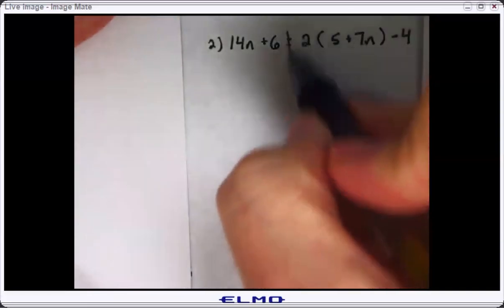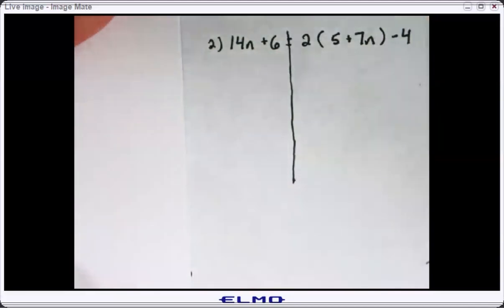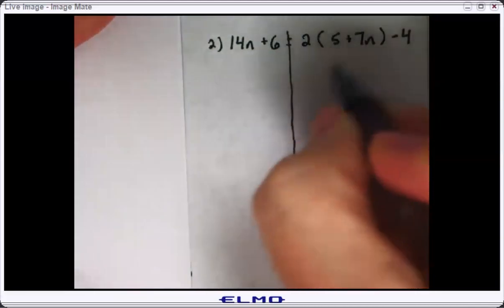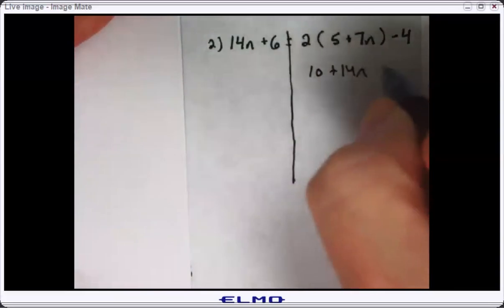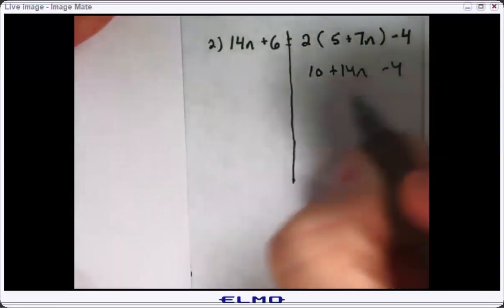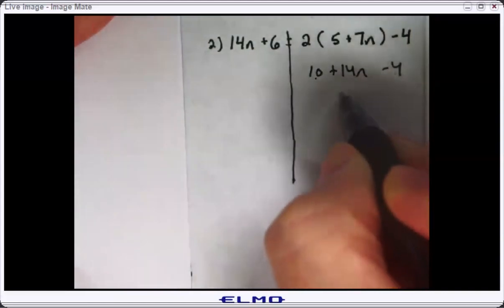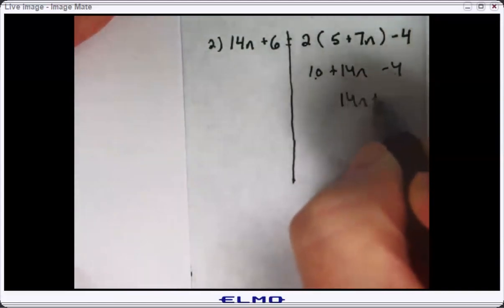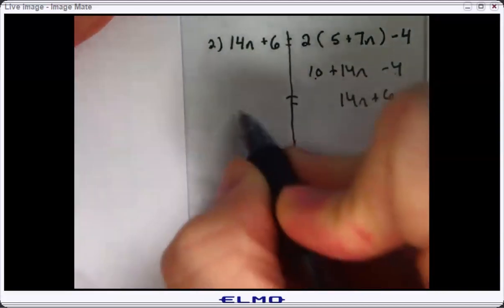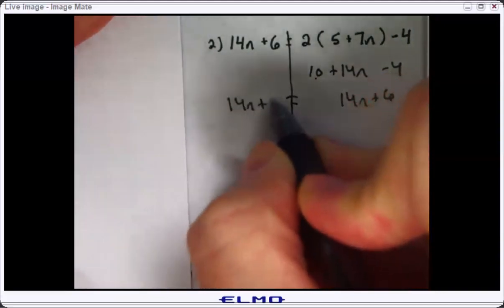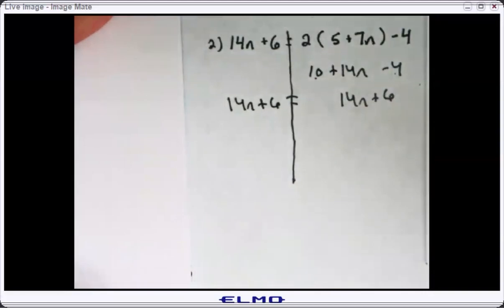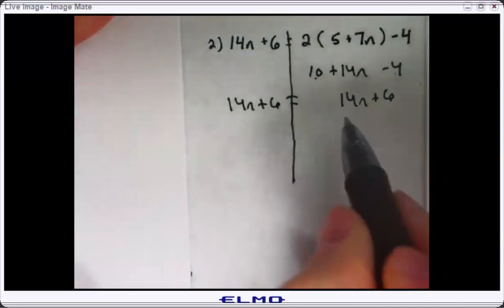This equation, the left side is in simplest form, but the right side is not. 2 times 5 is 10. 2 times 7n is 14n. Bring down my minus 4. I got like terms, 10 minus 4 is 6. Left side is already in simplest form. Now look what's happened. Both sides are exactly the same.